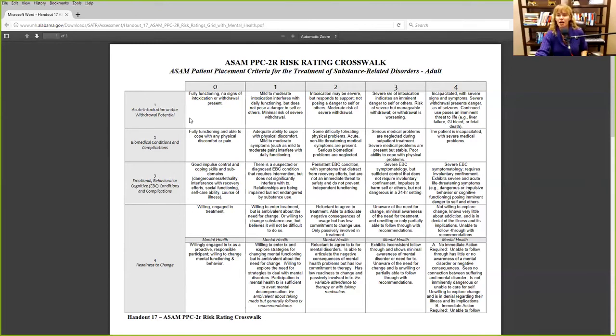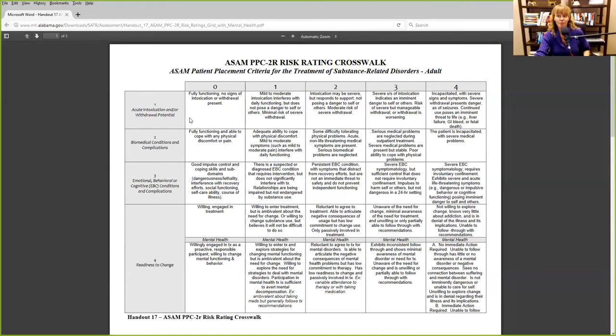Biomedical conditions and complications, we're looking at level 1, which is your outpatient, less than 9 hours a week. The person has the ability to cope with physical discomfort, mild to moderate symptoms such as pain, and it doesn't interfere with daily functioning terribly. Level 2, which is your intensive outpatient, 9 to 20 hours a week. They have some difficulty tolerating physical problems.